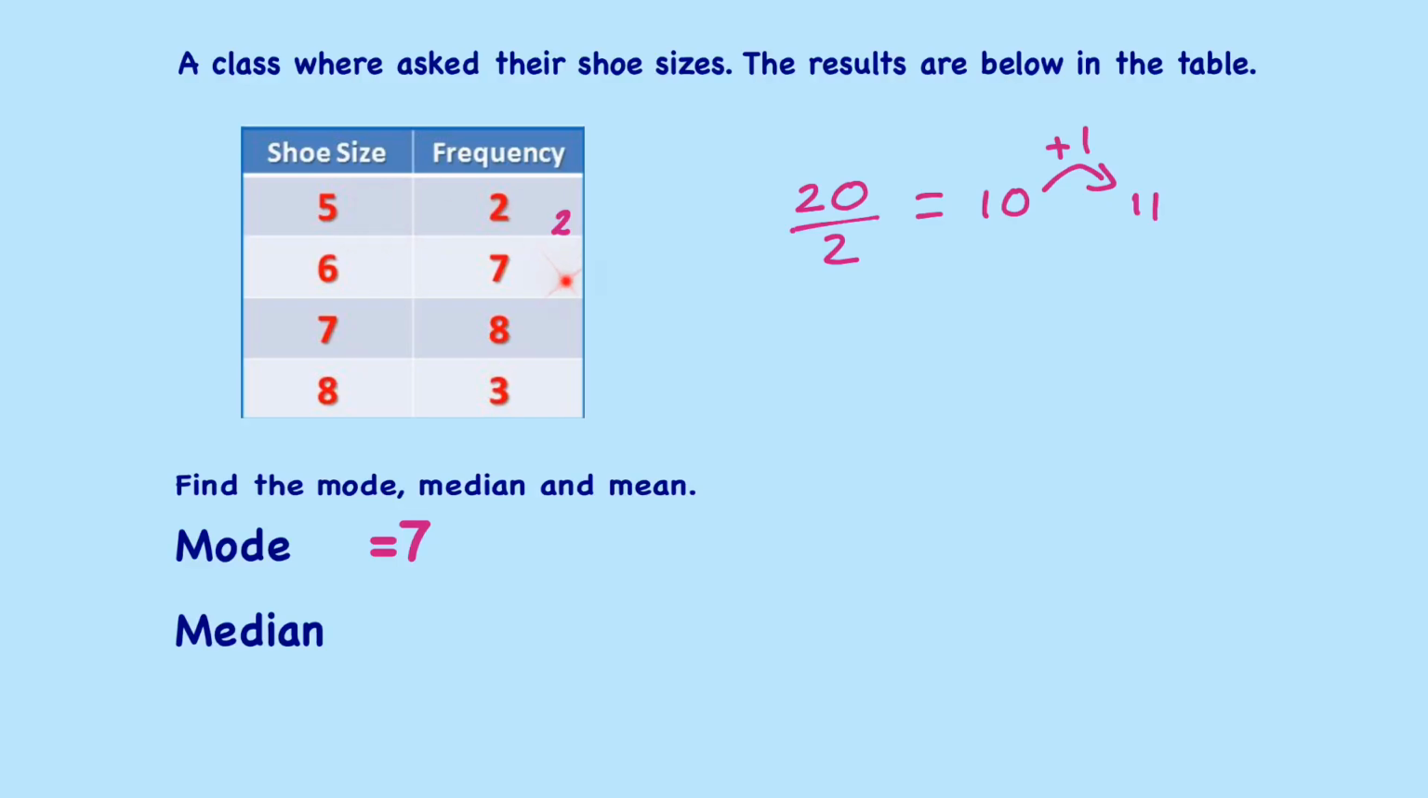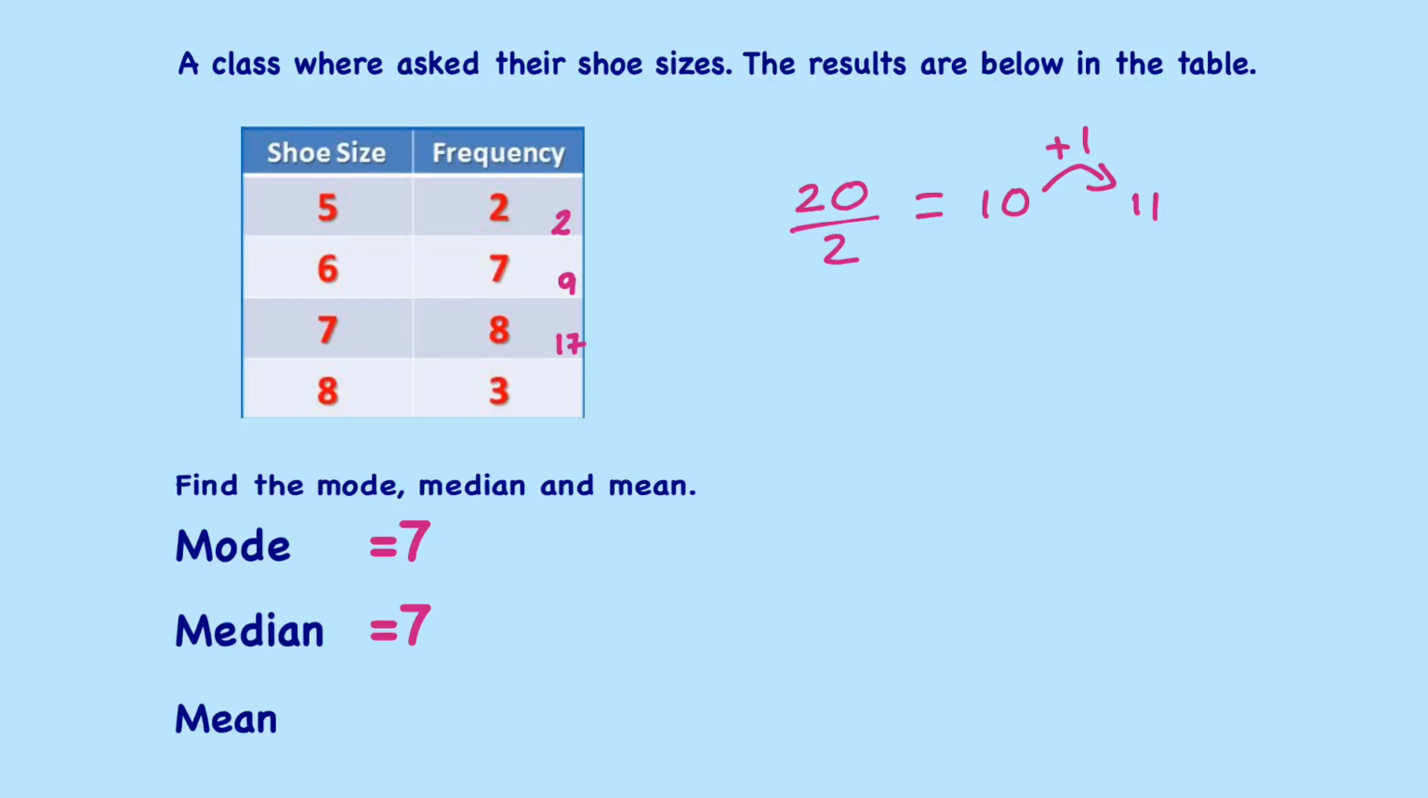Then the next 7 values are shoe size 6. That brings us up to our 9th value. And then the next 8 values are shoe size 7. So that brings up to 17. And then we can stop there because we can see, therefore, that the 10th and the 11th value will lie in this group. So the 10th and 11th value are shoe size 7. Therefore, our median is 7.